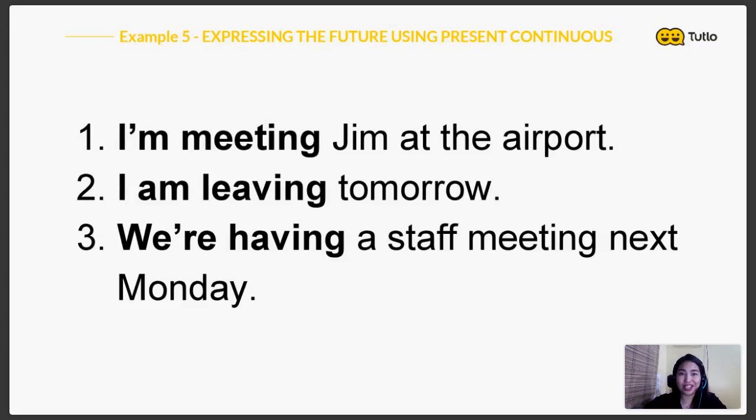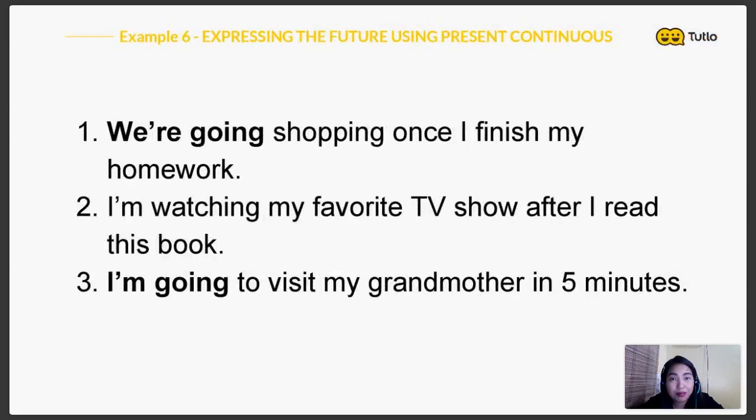Number three, we're having a staff meeting next Monday. This means that all the members of the staff have been told about it. They have been informed. So I know it and they know it. That is another way to use the present continuous to express the future. Another way is when we use the present continuous referring to an action that we are about to start in the immediate future. I'm going to show you some examples.